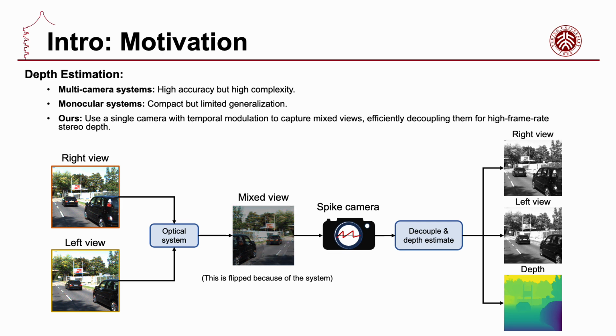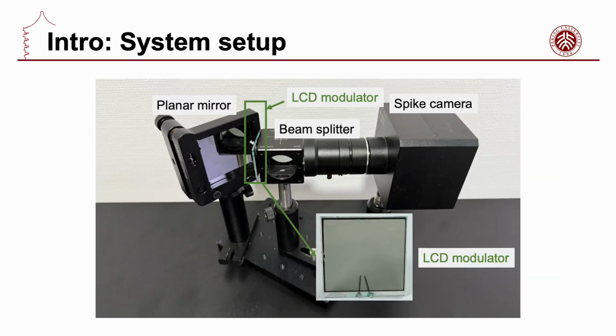Specifically, for the two views, the optical system modulates one optical path and forms a mixed view, which is captured by the camera. Then we use the modulation cues to decouple the two views, output stereo video, and further estimate depth video. Our real optical path system consists of a planar mirror, an LCD modulator, a beam splitter, and a spike camera. These components work together to mix two views onto a single sensor.